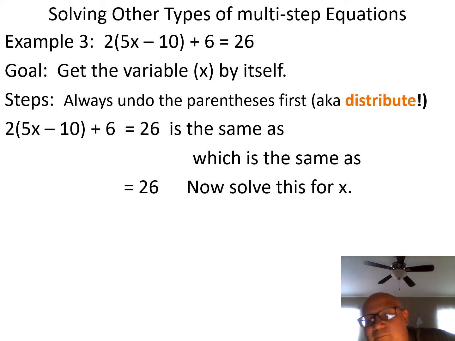I'm going to get rid of that parentheses. I'm going to simplify that side. Remember our simplifying lesson? Let's simplify that. So 2 times 5x minus 2 times 10. So we're going to rewrite that as 10x minus 20 plus 6.